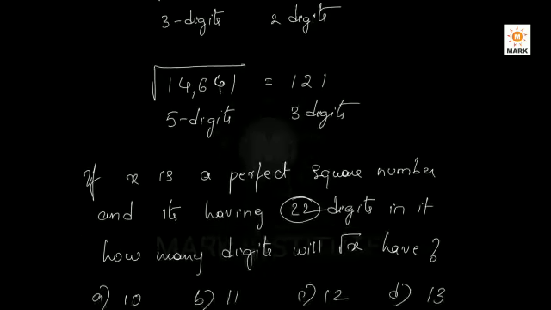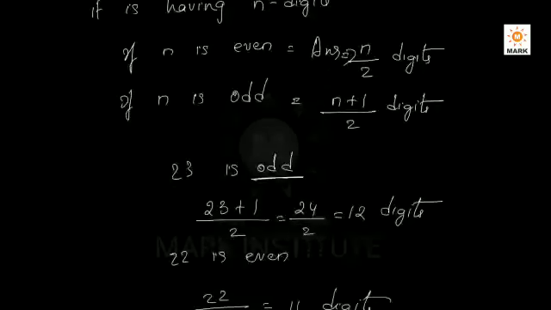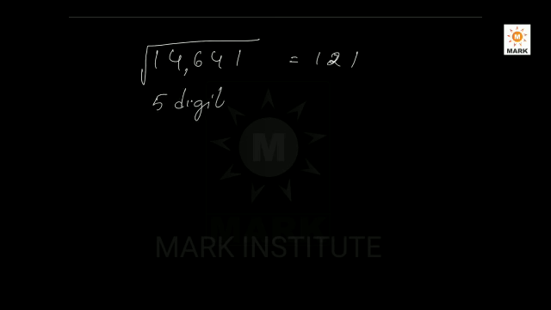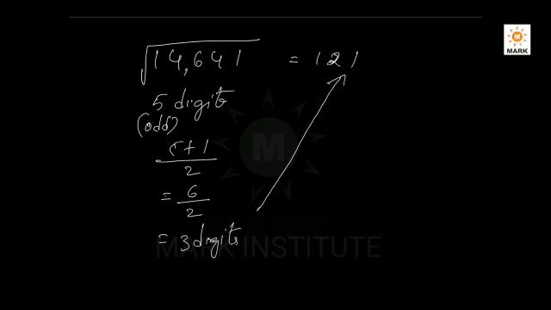So let us again check with smaller numbers. Just like we have seen, 14641 is a perfect square. The square root of 14,641 is 121. Friends, how many digits is it having? 5 digits. Is 5 an even number or an odd number? Odd number. So 5 plus 1 by 2, that means 6 by 2, which is equal to 3 digits. So clearly we can see 121 is having only 3 digits.